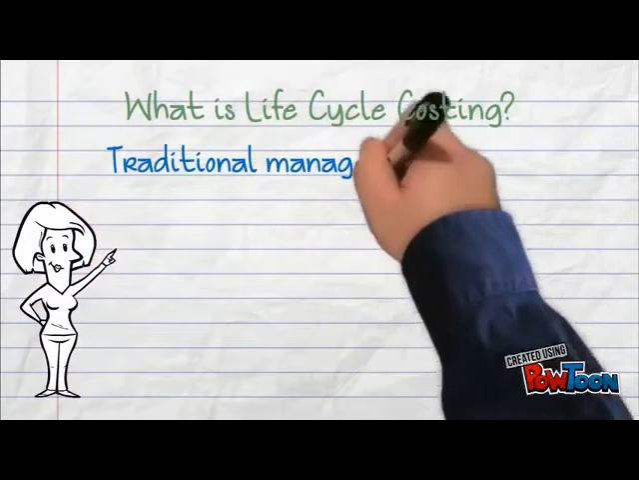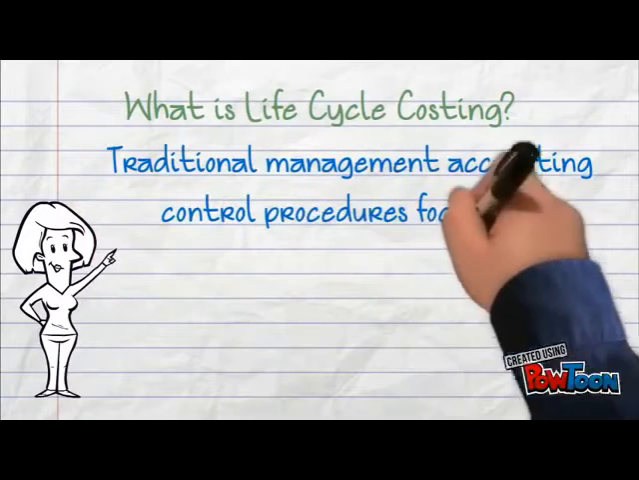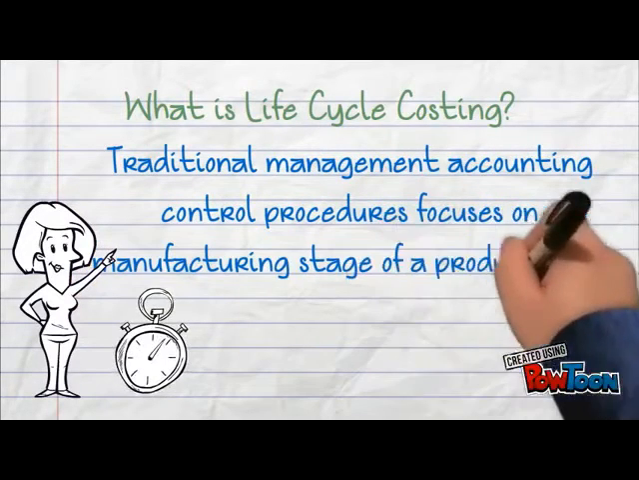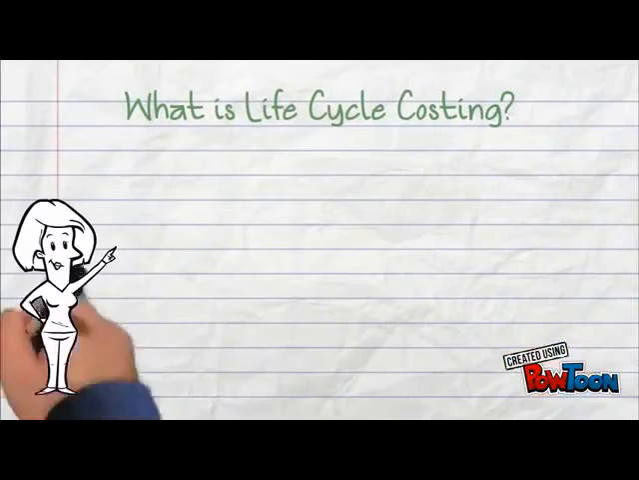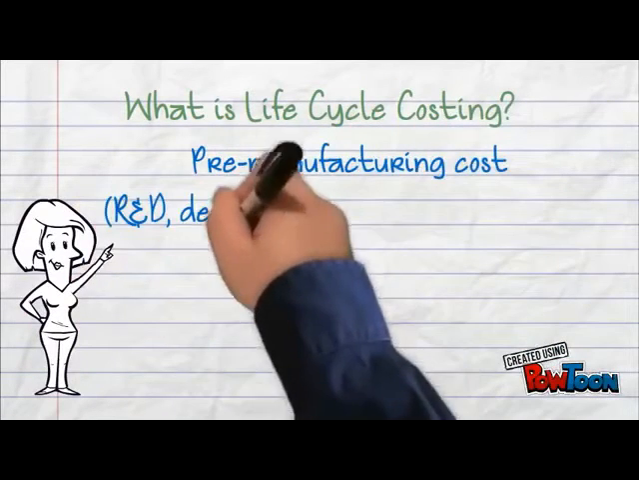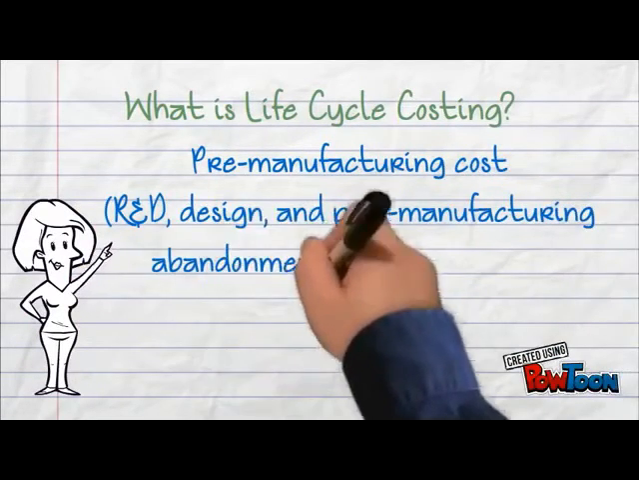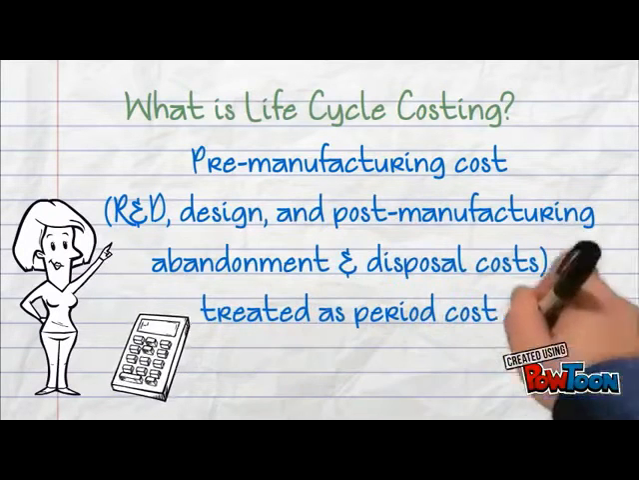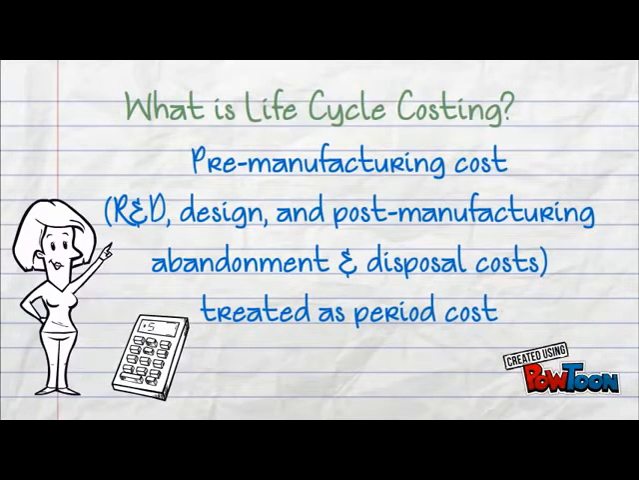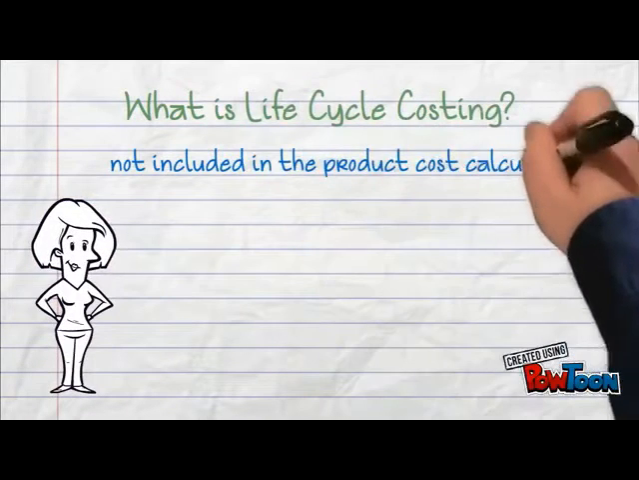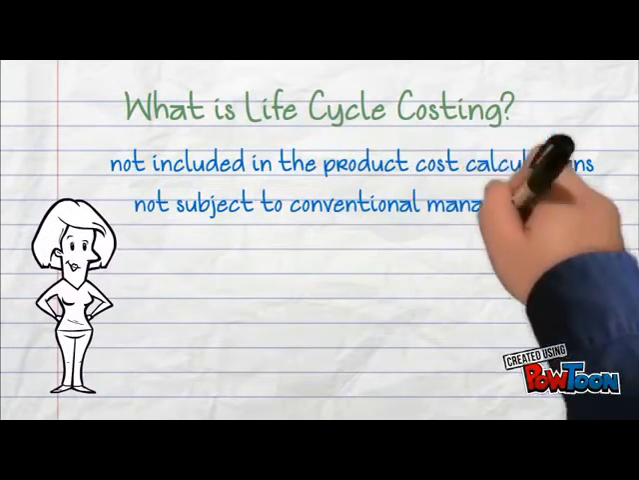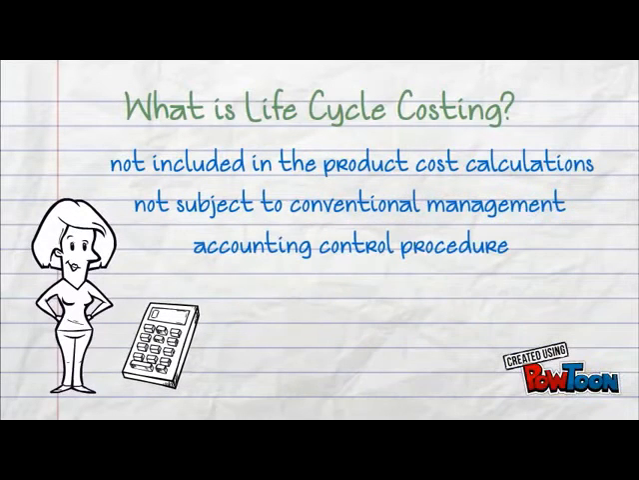Traditional management accounting control procedures have focused primarily on the manufacturing stage of a product's life cycle. Pre-manufacturing costs such as research and development and design, and post-manufacturing abandonment and disposal costs are treated as period costs. Therefore, they are not incorporated in the product cost calculations, nor are they subject to the conventional management accounting control procedures.